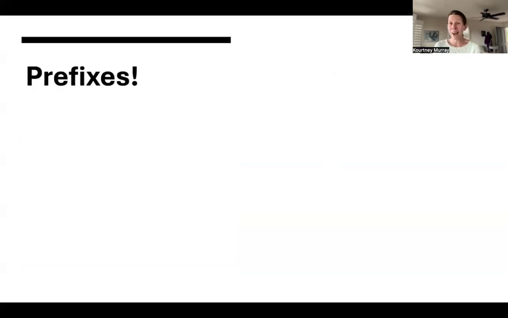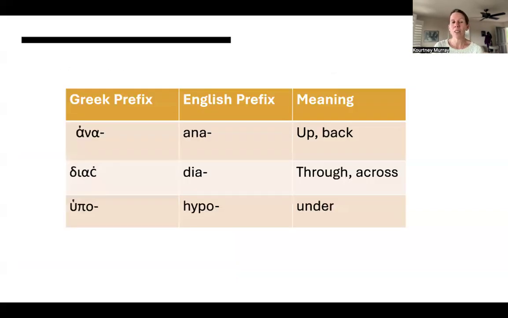All right. So that's it. We are done with the stem/root section of this lecture. So now let's talk a little bit about some prefixes. Now, this is the section of the book where the book introduces these particular prefixes.